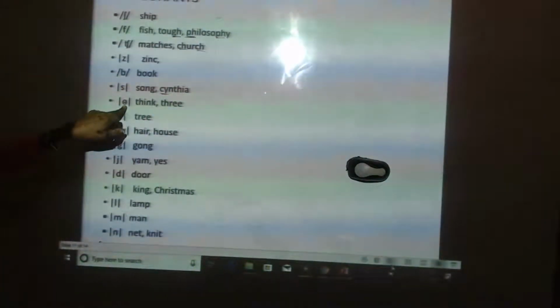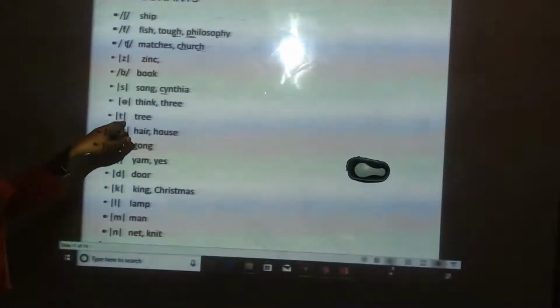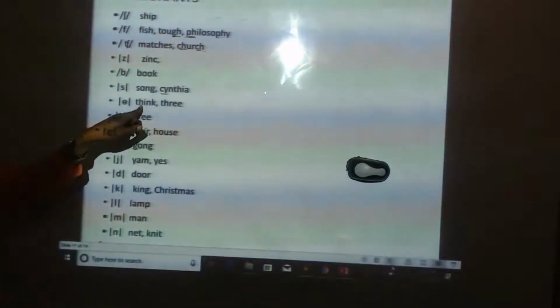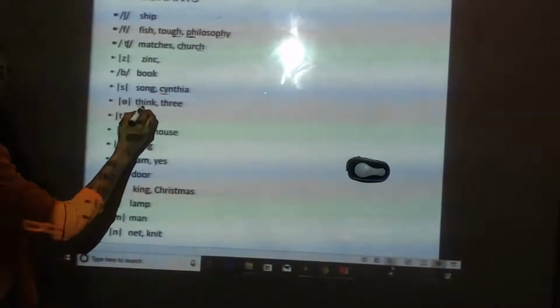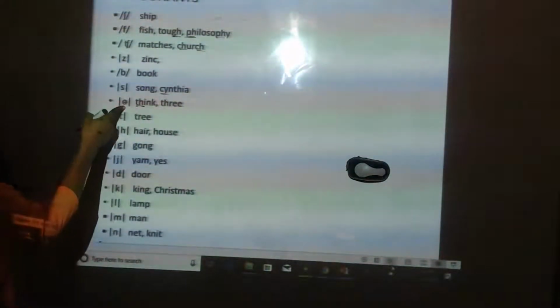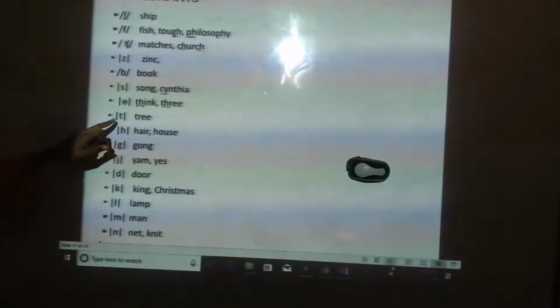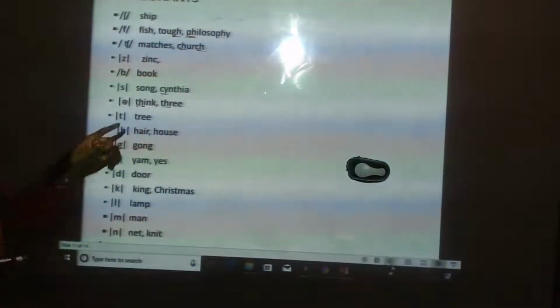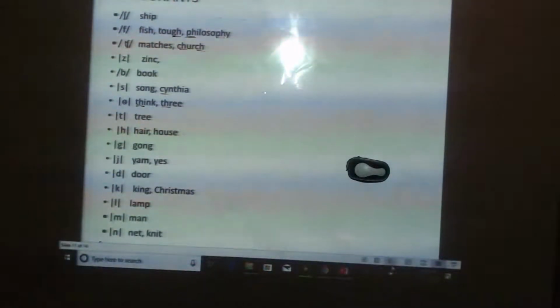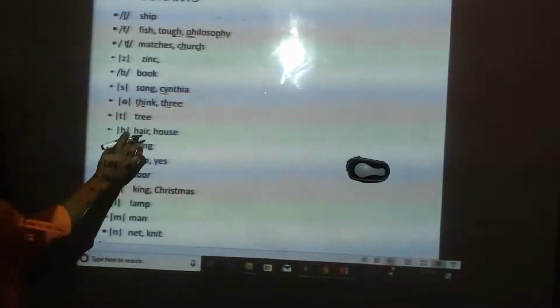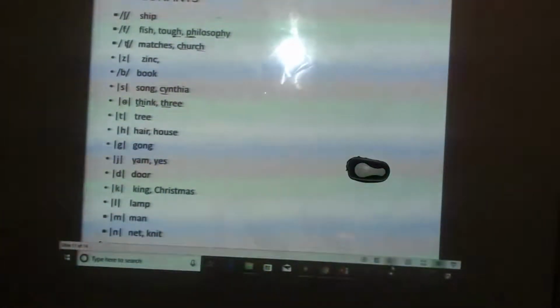The next is the sound th, which many of us confuse for t. It's not t. It is the sound th. And anywhere you see TH in a word, it makes the sound. For example, think, three. The next we have the sound th, as in the. Next we have the sound h, for example, her, house.